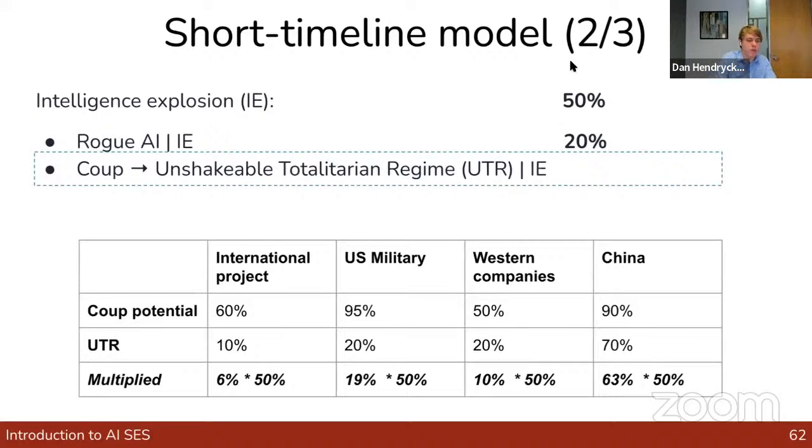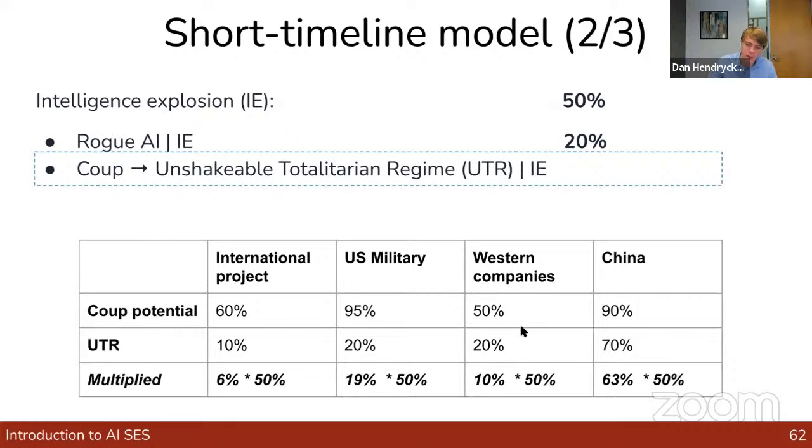If it's an international project, I think their coup potential is a bit less because there's a lot of eyes on them. They also aren't coupled with military force if it's an international project. And then the probability that they would want to try and take over the world with that is, I think, also relatively low. Meanwhile, if it's Western companies, I think the probability that they'd be interested in, you know, these numbers are a bit made up. Maybe I could be convinced the China one would be much lower, for instance.